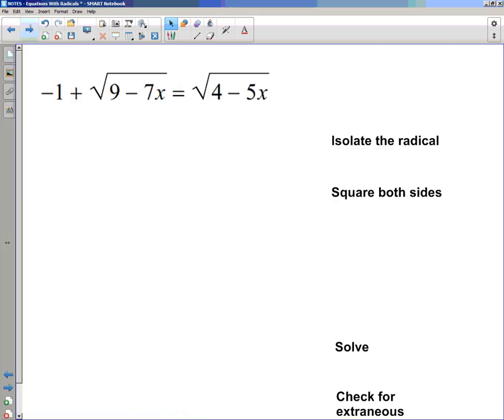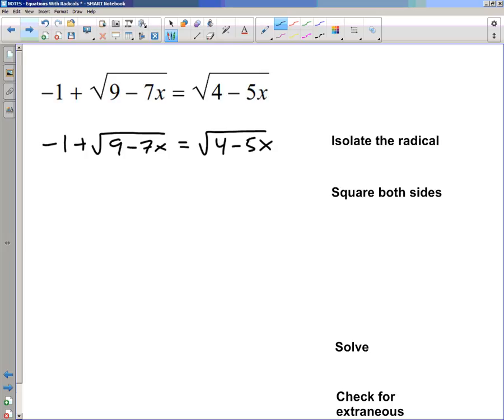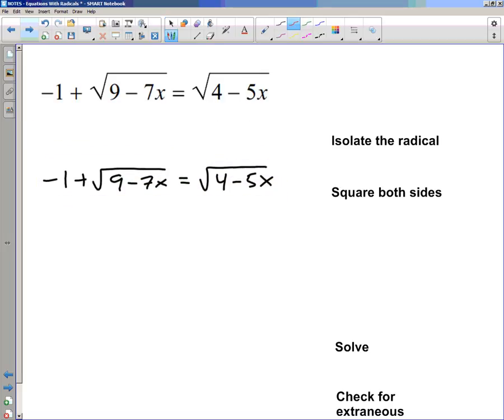All right, moving on. This one's a little bit more complicated because it does have two radicals in it. So we're going to start by first isolating one of the radicals. Note that this radical is already isolated, so we don't really need to do anything in this step. I'm going to copy it down again. That radical on the right-hand side is already by itself, so this step is taken care of. So really, what we need to do first is square both sides.